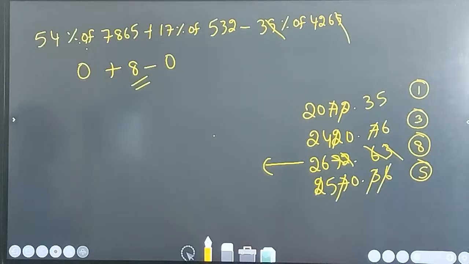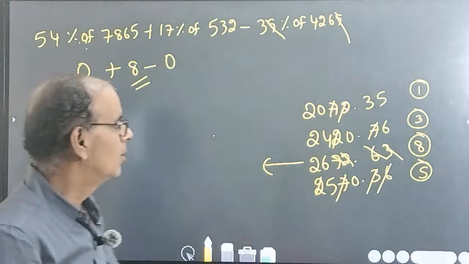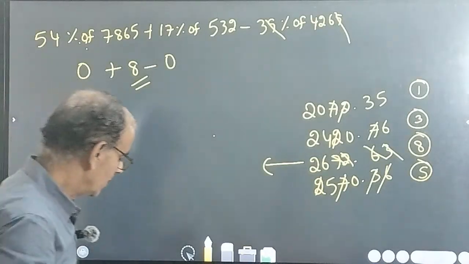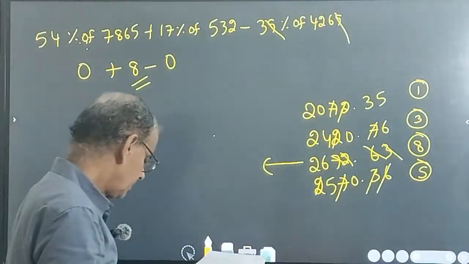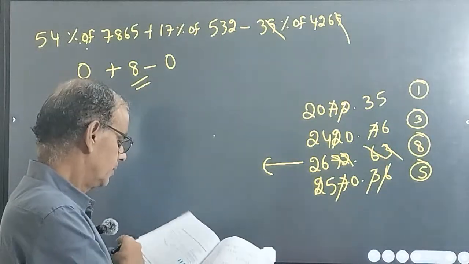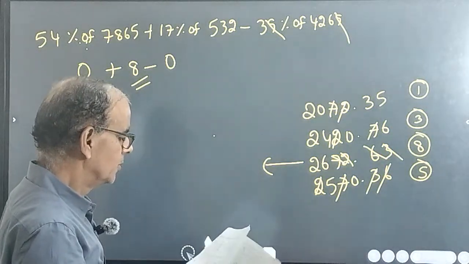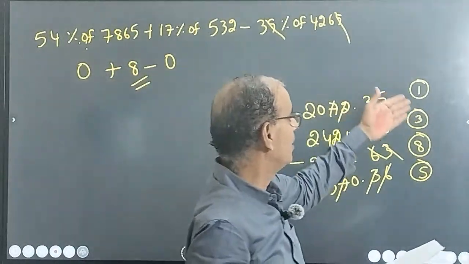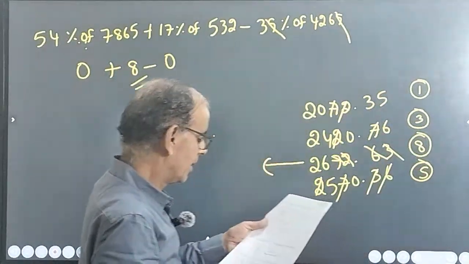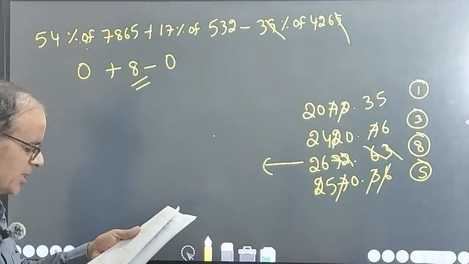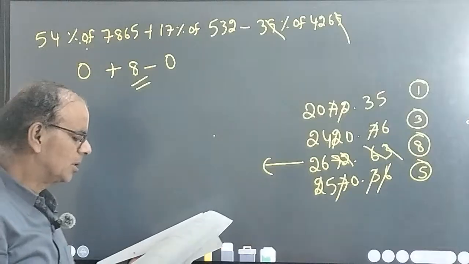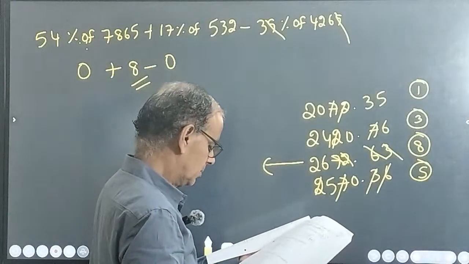Concept is clear? 2672.63. This is the answer for this question. Okay. See, whenever the same digits are coming, we cannot apply this. Okay. Some restrictions are there, but many problems you will be able to solve.